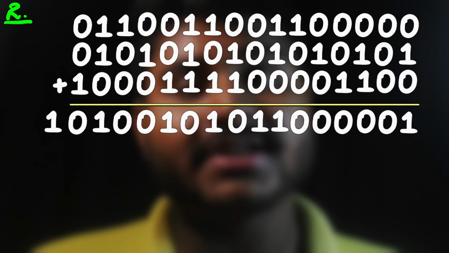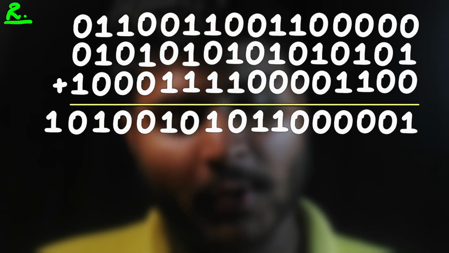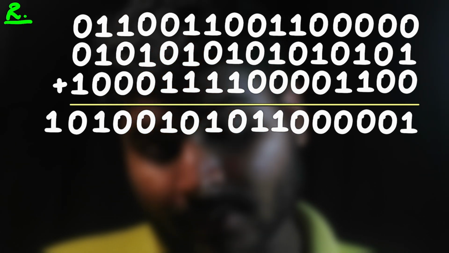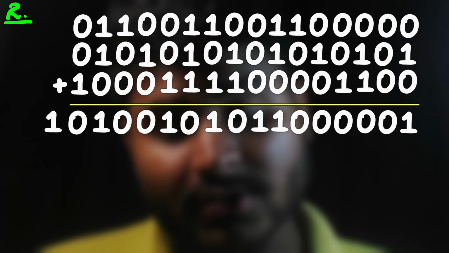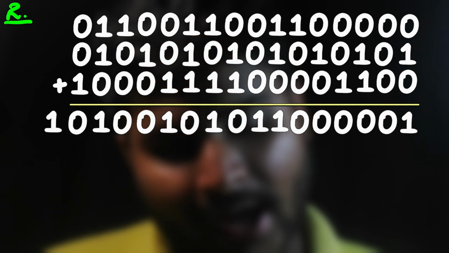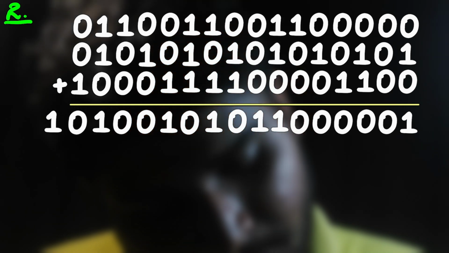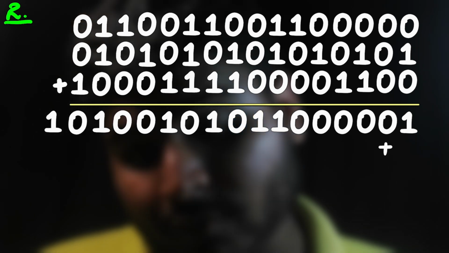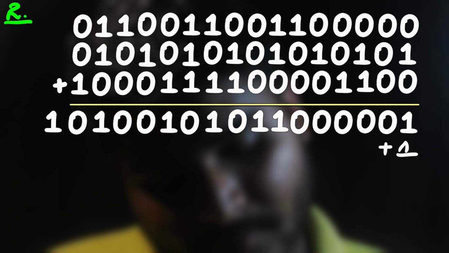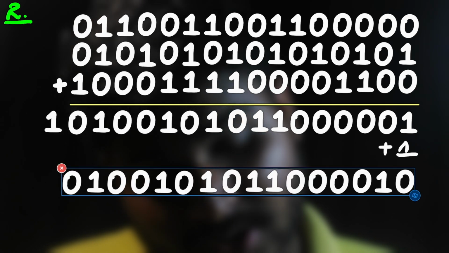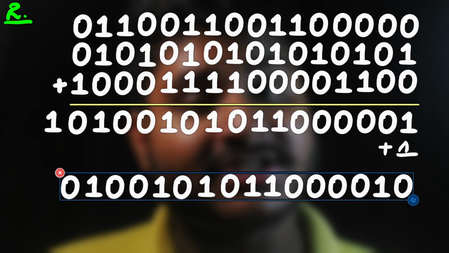Okay, so now let us take another example to understand this properly. If you look at this one, we're getting an extra bit. We are getting a carry. So what happens in this case? What we are going to do is just add this carry to the number again. So we will get the output like this. So this is going to be the output that we get after addition.